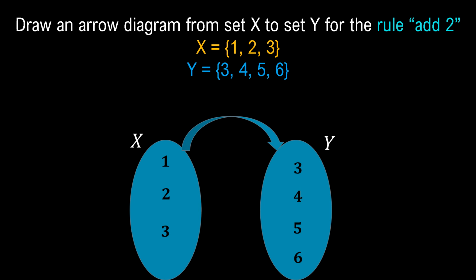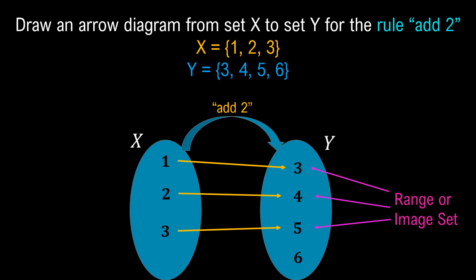Now the rule is going to link the members of set X with the members of set Y, and that rule is add 2. So I'm going to read from the domain. 1 plus 2 is going to link to what in set Y? So 1 plus 2 is going to be linked to 3 in set Y. If I have 2 plus 2, that's going to link to 4 in set Y. And if I have 3 plus 2, that's going to link to 5 in set Y.